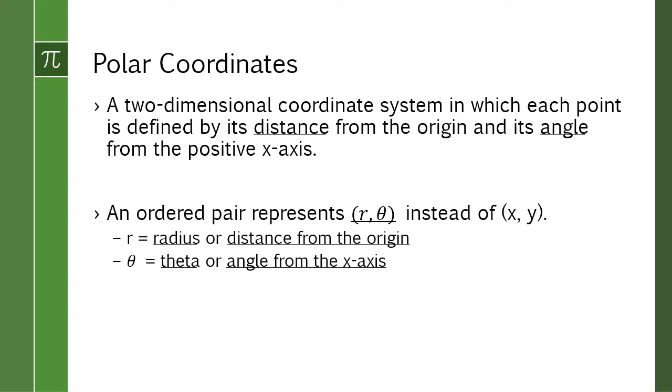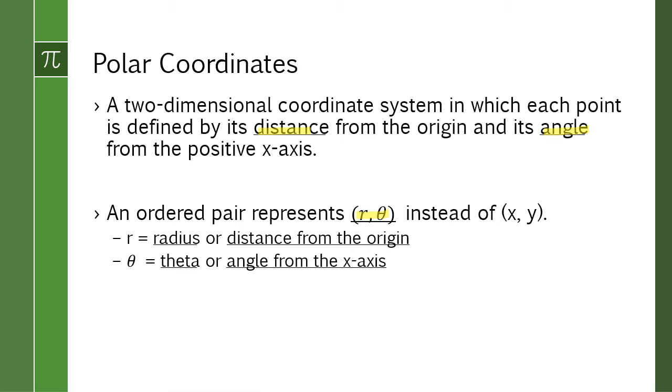So polar coordinates are a two-dimensional coordinate system, so you can draw it on a flat piece of paper, in which each point is defined by its distance from the origin and its angle from the positive x-axis. So distance from the origin and its angle from the positive x-axis. So when you see an ordered pair in polar coordinates, you'll be thinking of that in terms of r and theta instead of x and y.